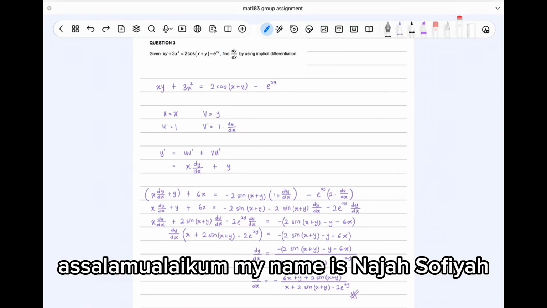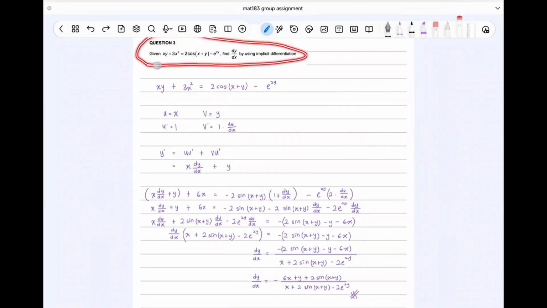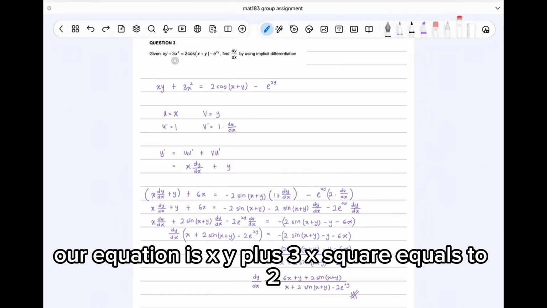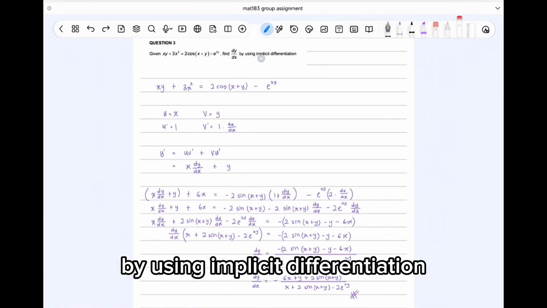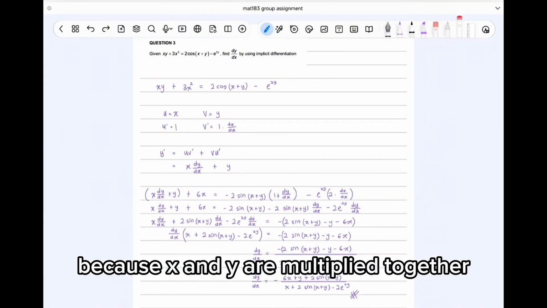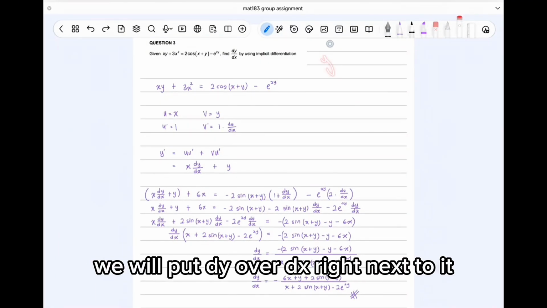Assalamualaikum. My name is Najah Sofia, and today I'm going to show you how to solve this calculus question. Our equation is xy plus 3x squared equals 2 cos of (x plus y) minus e to the power of 2y, and we want to find dy over dx by using implicit differentiation because x and y are multiplied together. And then, if we take the derivative of y, we will put dy over dx right next to it.